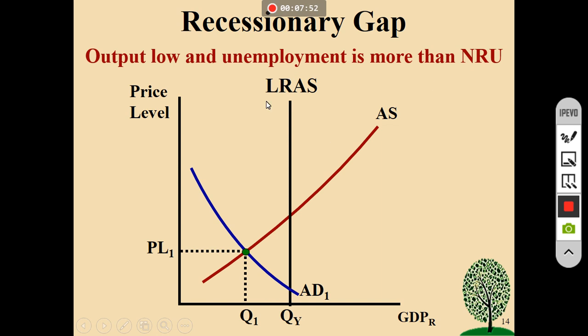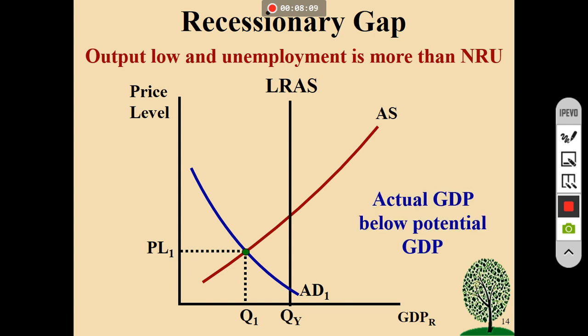If you want to draw a graph of a recessionary gap, you'll draw the intersection of AS and AD to the left of the long run aggregate supply curve. You're starting to see why this is important, because it indicates this stuff. Actual GDP is below potential GDP. So potential GDP at full employment, actual GDP.